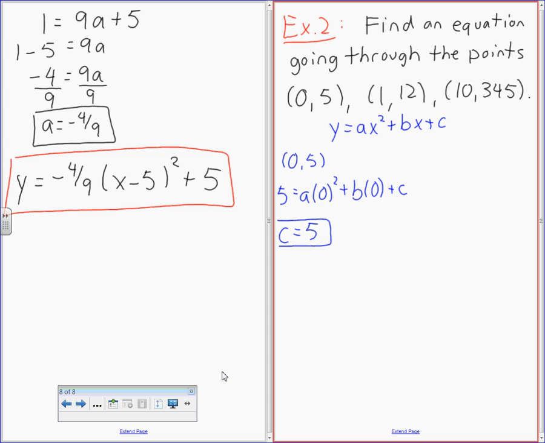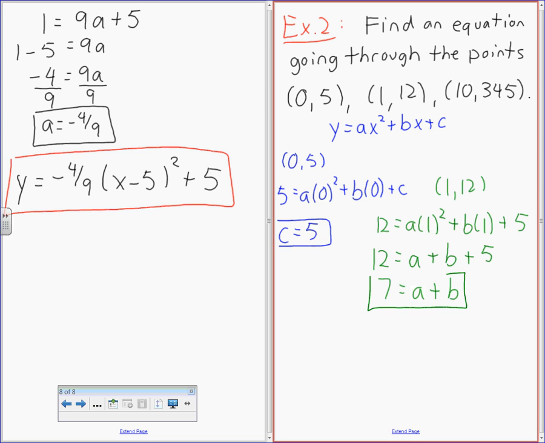12 equals A bracket 1 bracket squared plus B bracket 1 bracket plus 5. Okay, good. And just a reminder, the plus 5 at the end is because C was equal to 5 at the beginning. Can I get a third volunteer to tell me the big number, please?